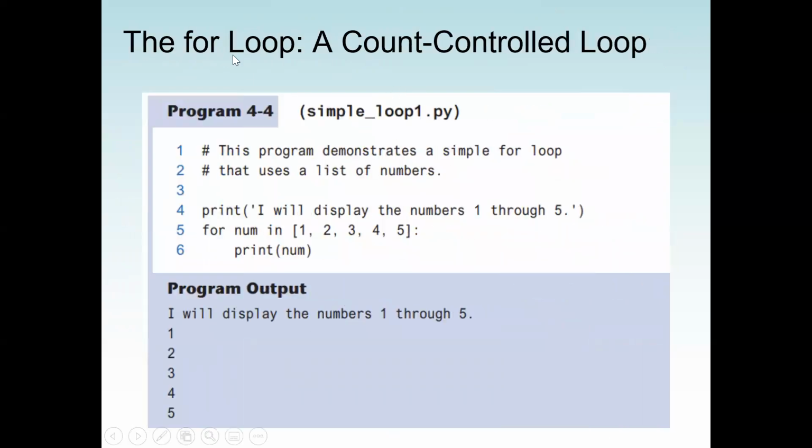Now let's see an example here. This is a for loop, a count-controlled loop, a very simple loop, 1.py, which is the file name. This program will demonstrate a simple for loop that uses a list of numbers. It will display the numbers 1 through 5. So we can see here, for num in 1, 2, 3, 4, 5, print num. So you're going to print 1, 2, 3, 4, 5 as shown here.